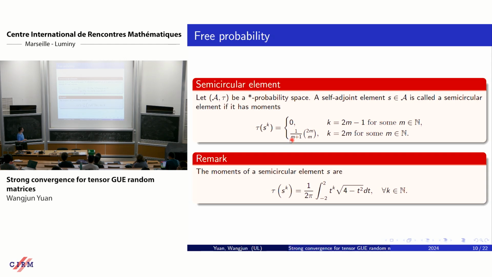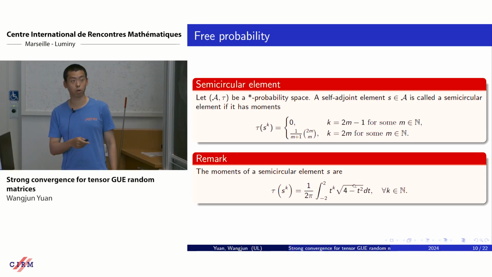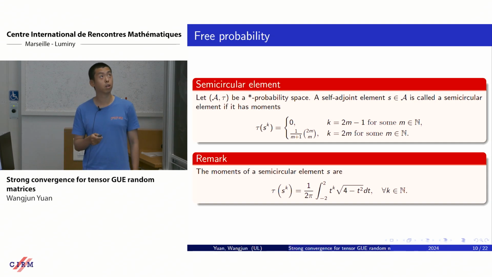By some simple calculation, actually the moment of the semicircular element can be written in this form, where tau of S to the k is 1 over 2 pi times the integral from minus 2 to 2 of t to the power k times the square root of 4 minus t squared dt. So in probability, we can view this as a probability density. That's the integral of the polynomial against the density. And if you draw the graph of this density, it is just a semicircle. So this is the name of the semicircular element.